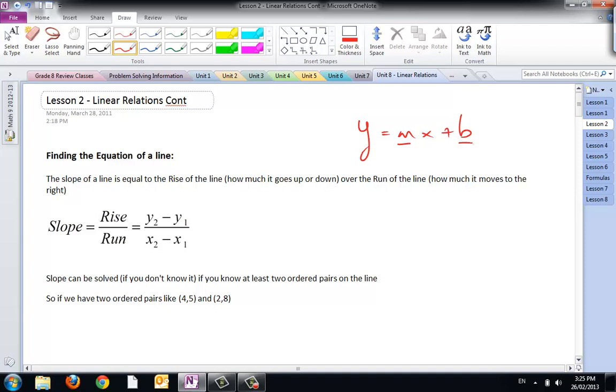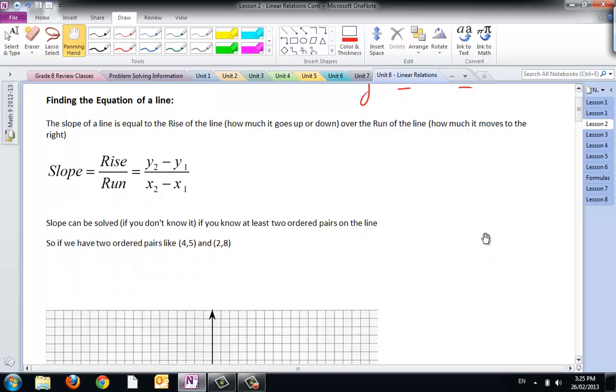Now, occasionally, we will do the opposite of what we did last lesson. Rather than having an equation and plotting a line from it, we'll be given a line and we'll have to figure out what the equation is. So in order to do that, the first thing that we try to do is we try to find the slope.